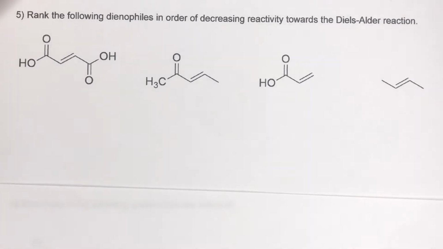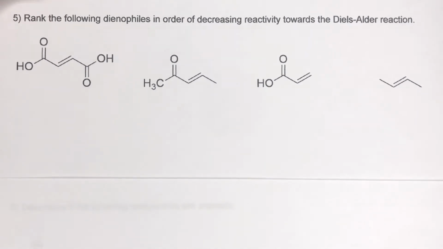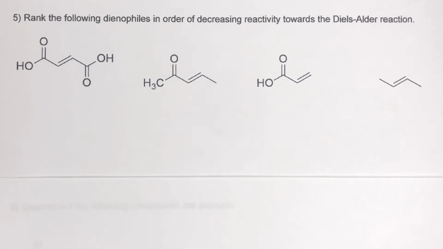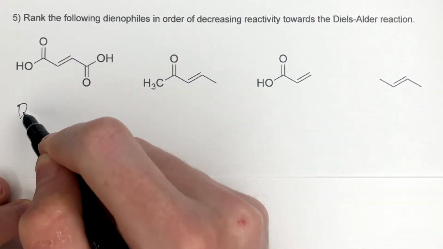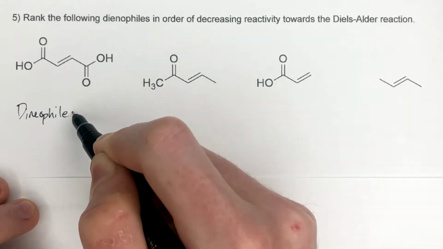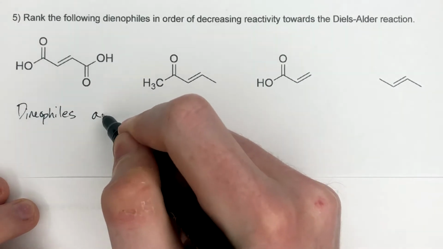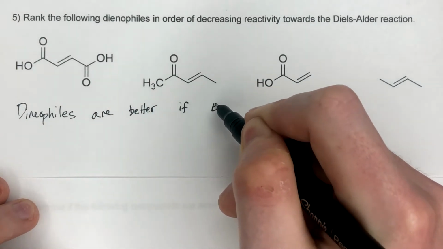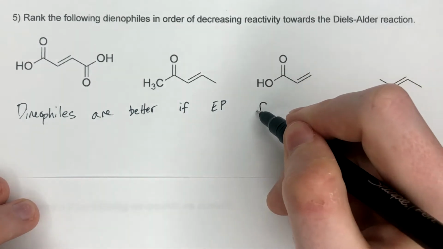All right, moving on. Question number 5 asks, rank the following dienophiles in order of decreasing reactivity towards Diels-Alder. So dienophiles are preferred to be electron poor. I'll say dienophiles are better if they're electron poor for Diels-Alder.